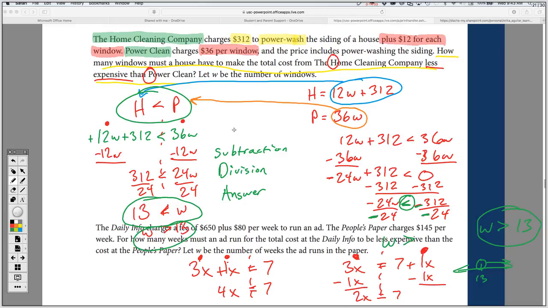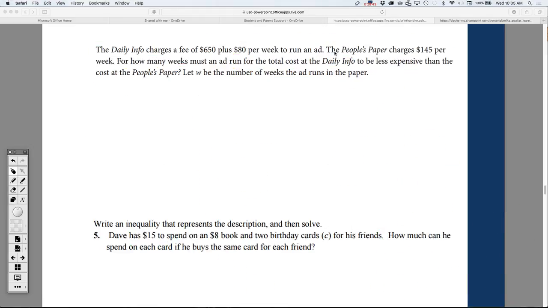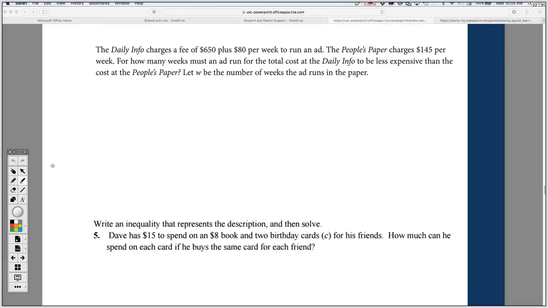Keep going. So the Daily Info charges a fee of $650 plus $80 per week to run an ad. All right, what did you highlight in that first sentence? Daily Info charges a fee of $650. The whole thing? Okay, let's try to break it down a little bit more. $650. Okay, so we're going to say the fee of $650, and then what else? Plus 80 per week. Okay, so plus 80 per week.